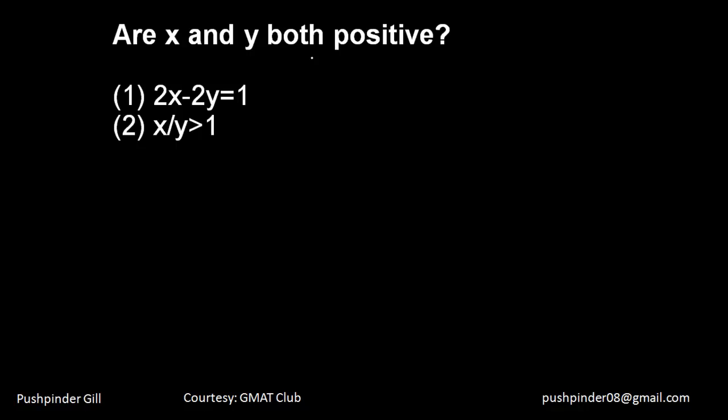Now it asks: are x and y both positive or not? We don't have anything to comprehend from the universal statement, so we just go with the options. The first statement says that x minus y is equal to 1 by 2, or 0.5. From here I'm not sure whether both are positive or not. Why? Because x can be, let's say, 1, and y can be 0.5. That will give me x minus y to be 0.5.